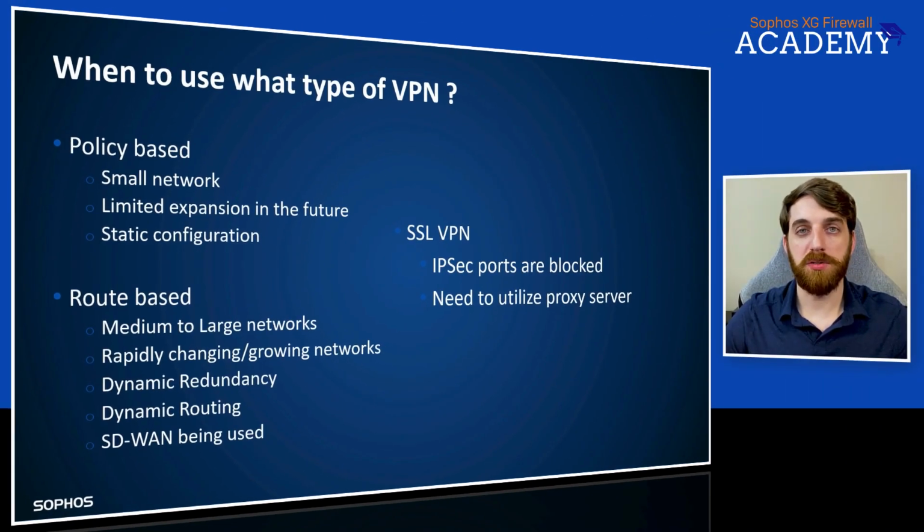Route-based, you're looking at generally larger networks, rapidly changing networks, the cause for having dynamic routing, having dynamic redundancy, or if you want to utilize SD-WAN. This is also where if you really want to have granular control over your traffic and your VPNs, this is also a best choice. Then for the SSL VPN, as we just discussed, it's really there for when IPsec does not work. If it's being blocked or there are restrictions someplace, or you're just having issues with setting up an IPsec VPN, just go ahead and set up an SSL VPN and see if it works.